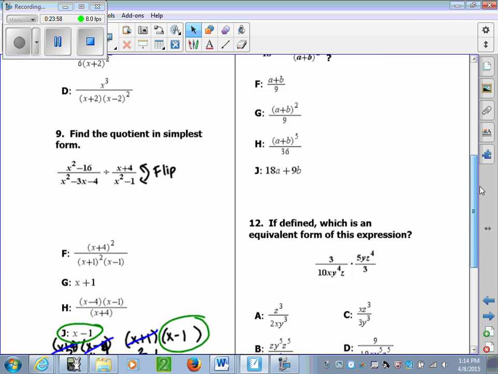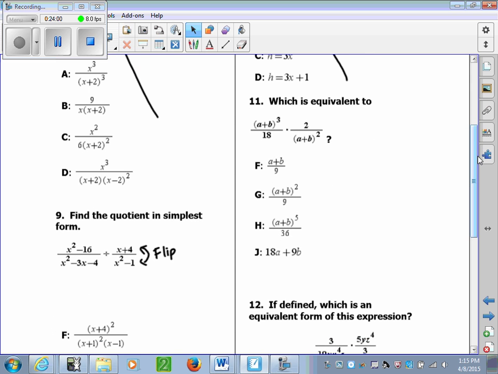All right, so let's go on to 11, which is equivalent. All it means is simplify this or solve it out. Now, we all know that when we have x cubed over x squared, this simplifies to x to the first power, because I do 3 minus 2, which gives me that 1.